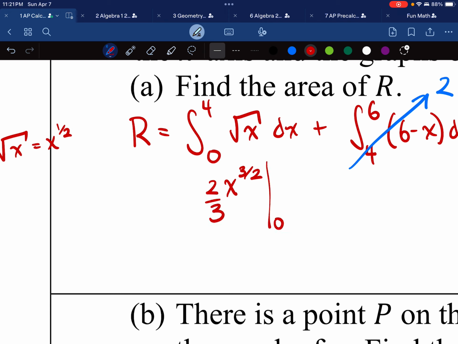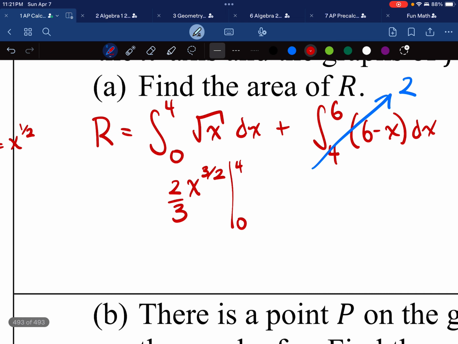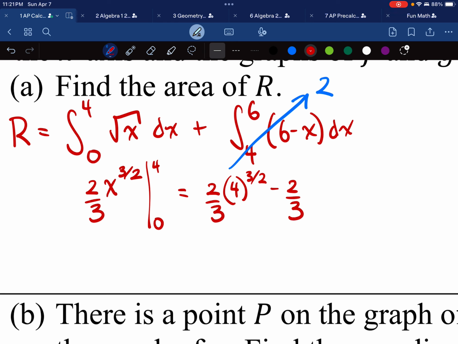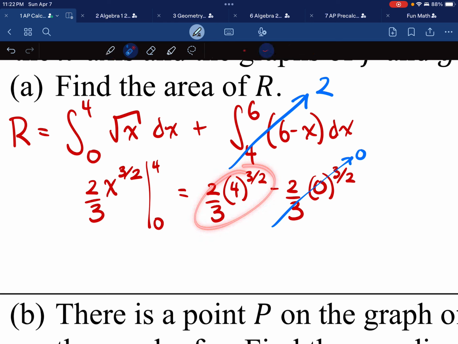Evaluation bar between 0 and 4, and we get something. What do we get? I'm going to ignore the 2 and get to it at the very end. So this is going to be 2/3 of x has turned into a 4, and that's to the power of 3/2, minus 2/3 of 0 to the power of 3/2. And I don't know if you've heard the news lately, but 0 to any power is 0. I don't care if it's a fractional power. And 0 times 2/3 is still 0, which means this whole thing goes away. It's all 0.